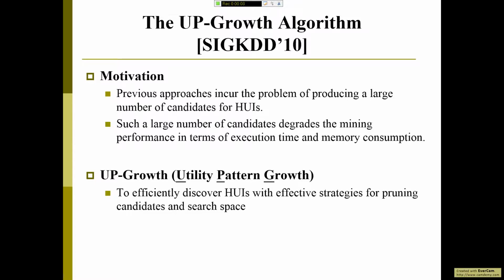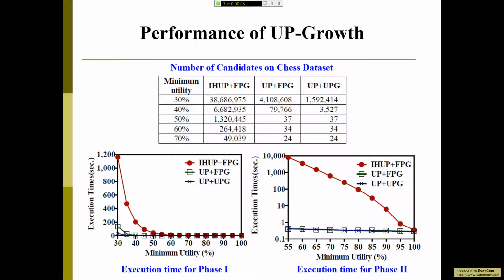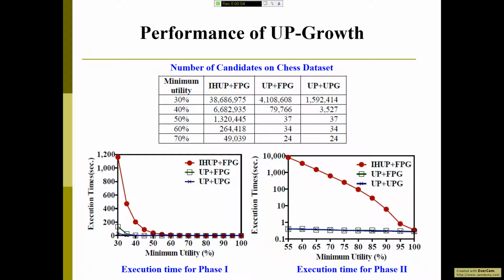To address this problem, UP-Growth is proposed to efficiently discover HUIs with effective strategies for pruning candidates and search space. Experimental results show that UP-Growth produces much fewer candidates than one of the state-of-the-art algorithms called IHUP, and is much faster than IHUP, over 10,000 times on some types of datasets. I will now switch over to do the first demo of the toolbox using the UP-Growth algorithm.